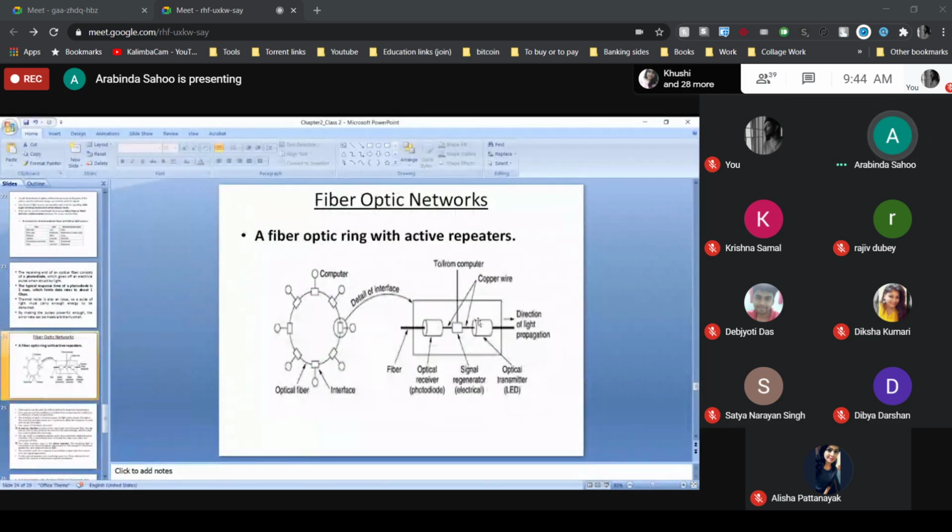So is this diagram done or not? Are you drawing the diagram or not? Yes.